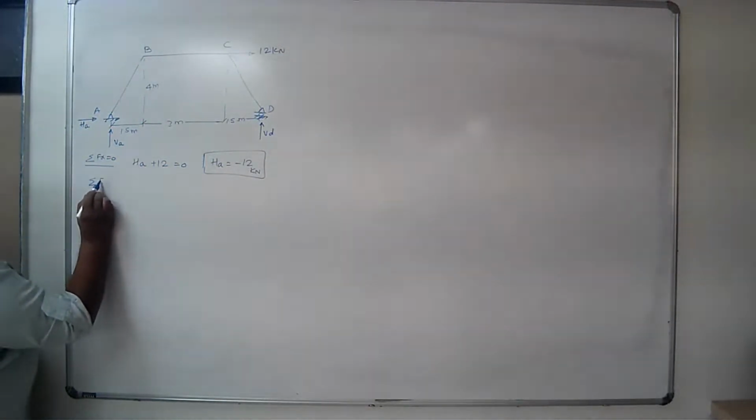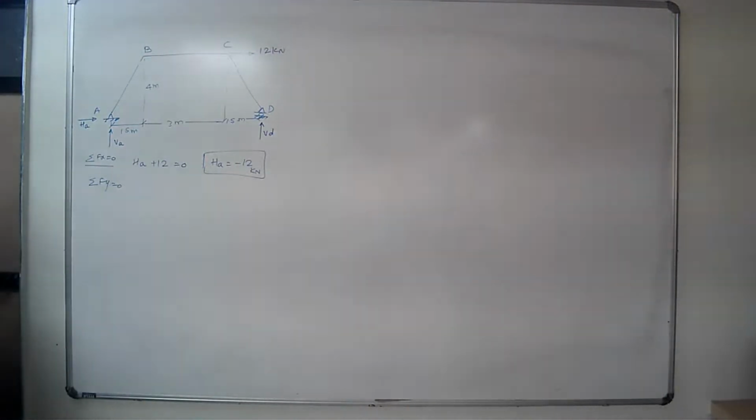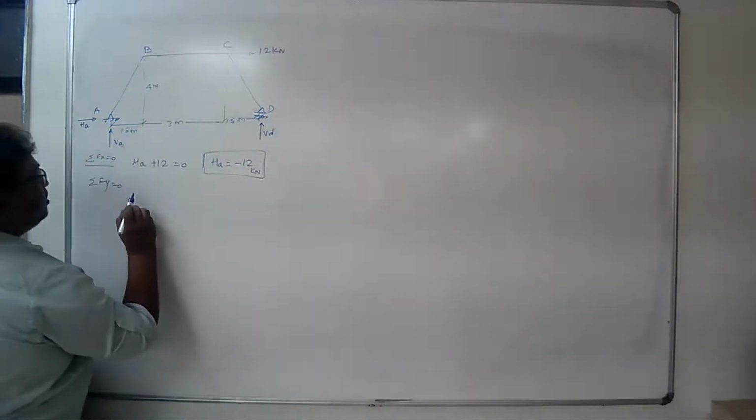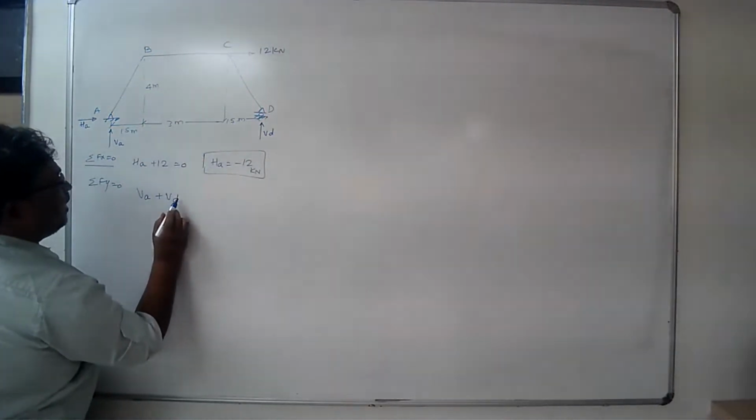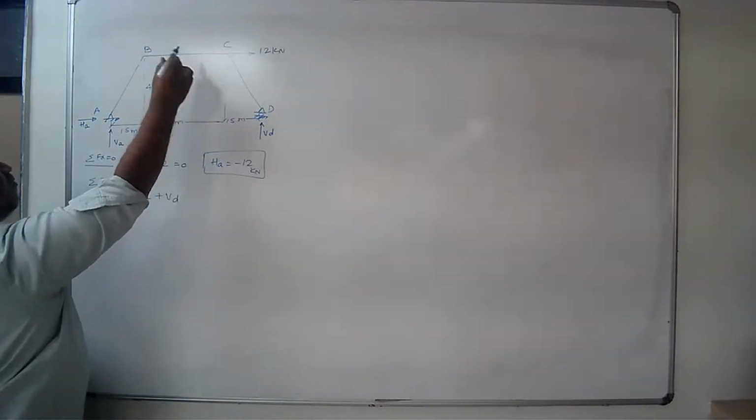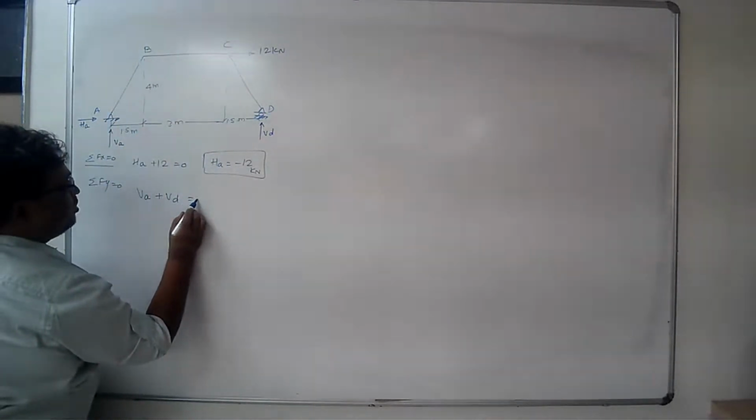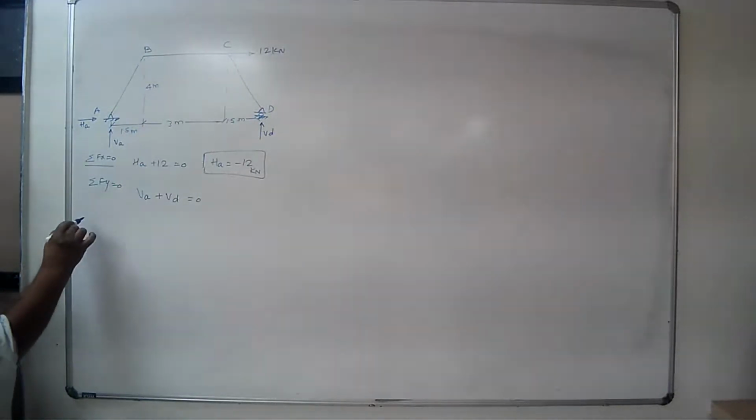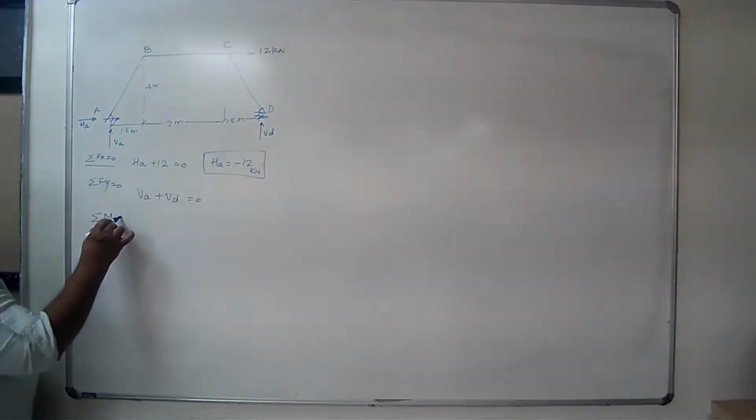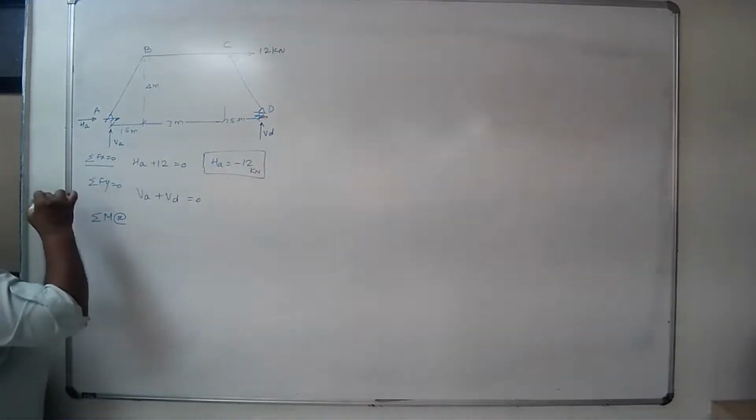Next you do sigma Fy is equal to 0. If I do sigma Fy is equal to 0, this VA plus VD acting up, there is no other vertical or inclined force acting, so is equal to 0. There are two unknowns in this equation, so we cannot solve. Next you do sigma moment is equal to 0 about any point in the plane.